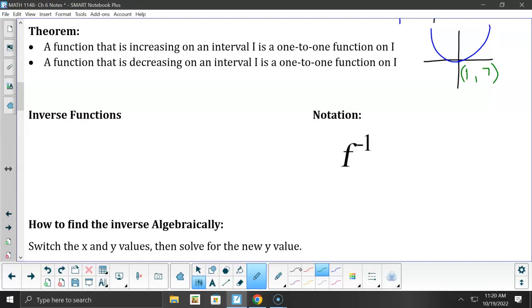Does that make a little bit more sense? Same with the decreasing. If it's decreasing on an interval, it's going to be one-to-one on that decreasing interval, just maybe not the whole function. So far, so good? Kind of, sort of? All right. What do we remember about inverse functions? Anything?